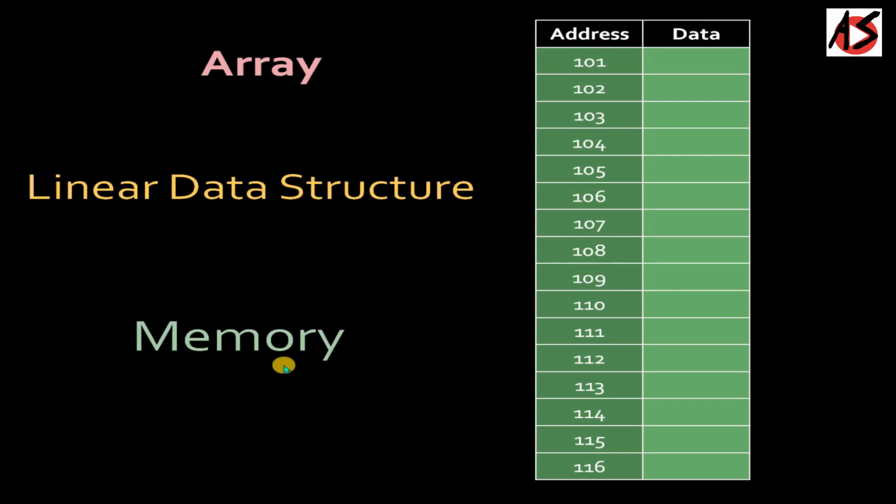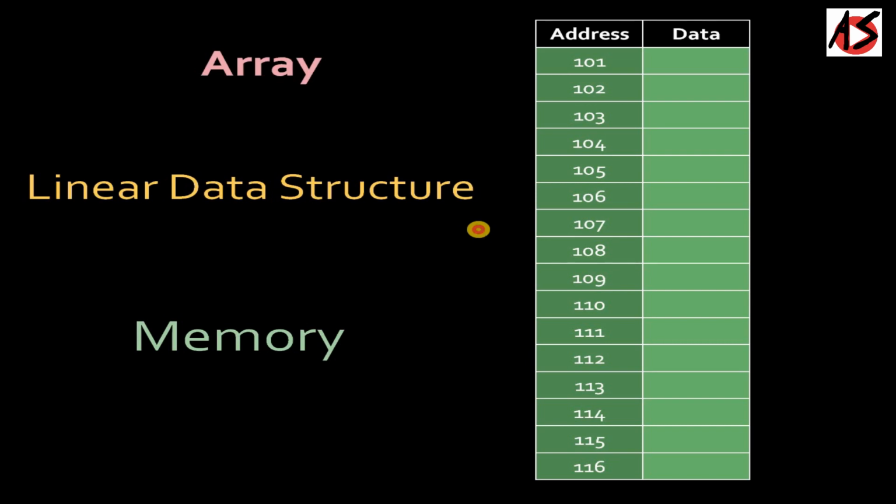In our memory, every byte has a number associated with it, known as the address, and on that particular address our array data is stored. Here we can see addresses start from 101, 102, 103 and so on, up to 116. So we will see today how the array inserts its values in these addresses.